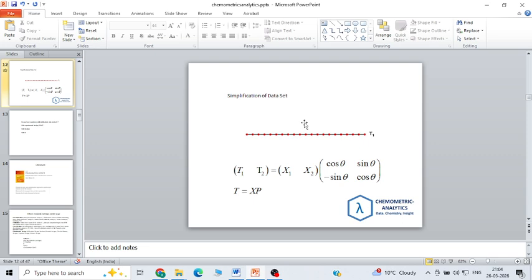In the next video, I will be talking about how we do this projection, how we derive this projection matrix, and what are T, X, and P. X is your original data for sure, but what are T and P? What is their significance? All those details we will be covering in the next lecture.